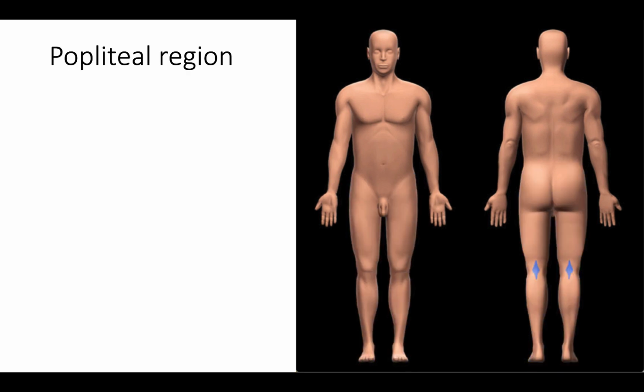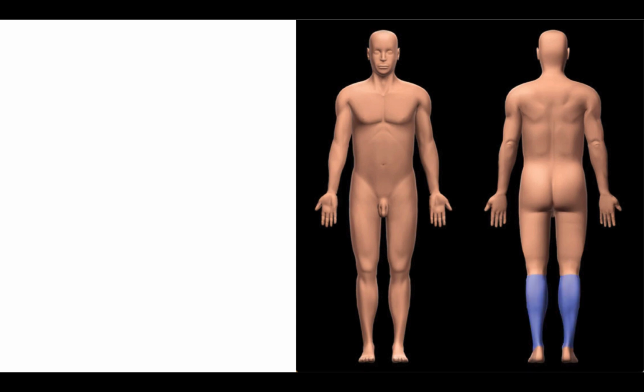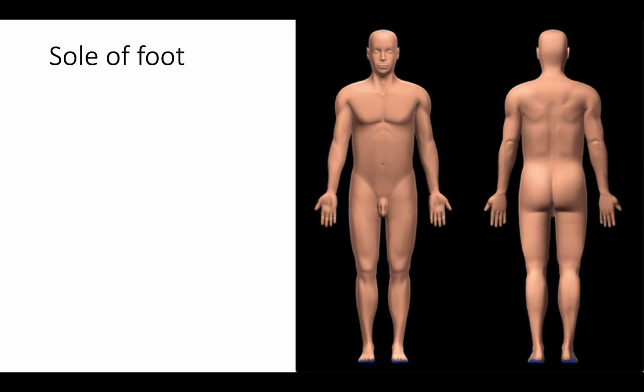The popliteal region is the area behind your knee. The posterior leg region is on the back of the leg. Sometimes this is called the sural region, whereas the front is sometimes called the crural region. The sole of the foot is on the bottom of the foot.